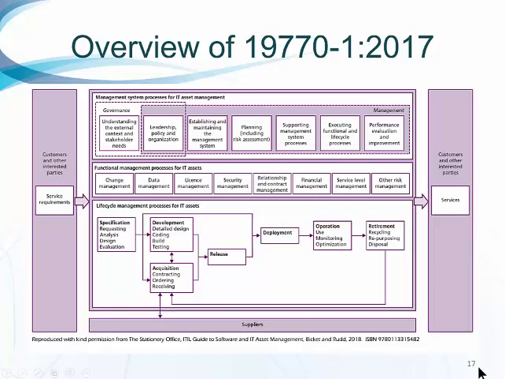There are three groupings of processes on here. The top ones are the ones that are common to all management system standards. They're called management system processes for IT asset management. I'm not going to go through them in detail. We effectively go through them when we go through the parts of the common ISO clauses for management system standards.